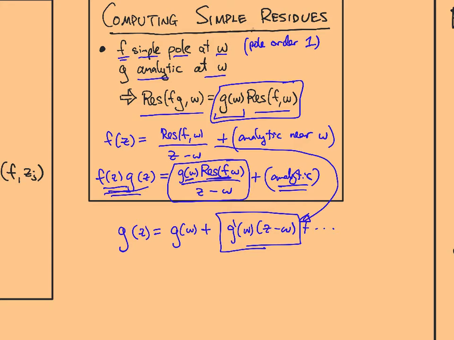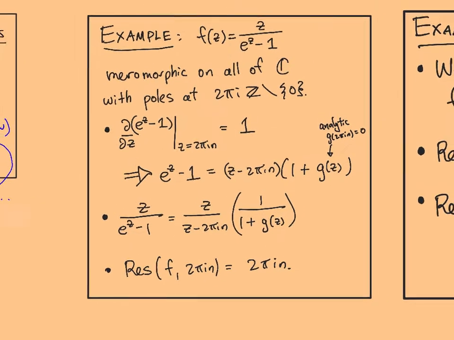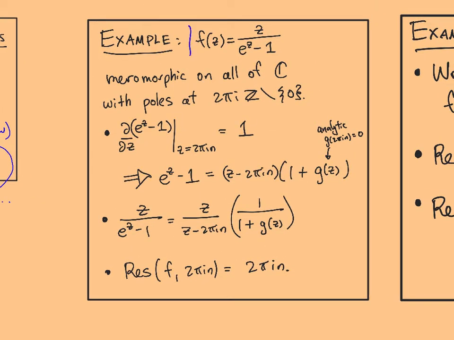Now let's start to dig into the example that we're studying. So we'll say f is this function, which is analytic at 0 because the 0 in the bottom at 0 gets canceled by the z on the top. But this function is meromorphic on all of C because it only has poles at 2 pi i times an integer, take away the origin, again, because we've canceled out the pole at the origin.